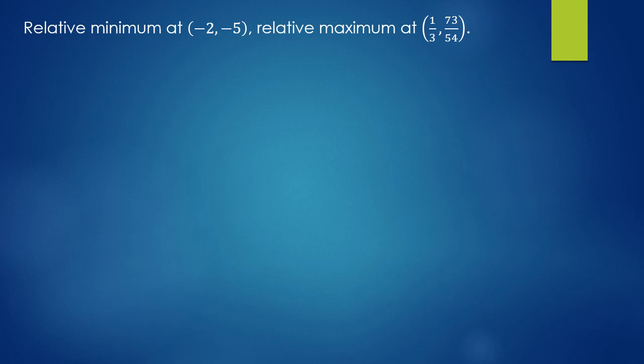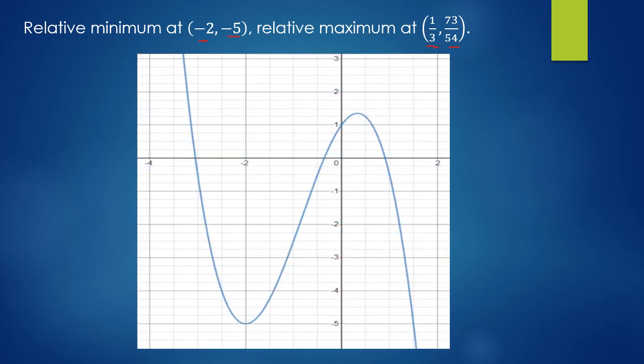So again, what we had was, we went from decreasing to increasing and then back to decreasing again. So we have a relative minimum at negative 2, negative 5. Again, this is the x value, this is the y value, and the relative maximum at 1/3 and 73/54. So if we look at the graph, it's a bit like this. So we have at negative 2 and then negative 5, and then 1/3 somewhere around here, and this is roughly 73/54. So these are our relative minimum and maximum.